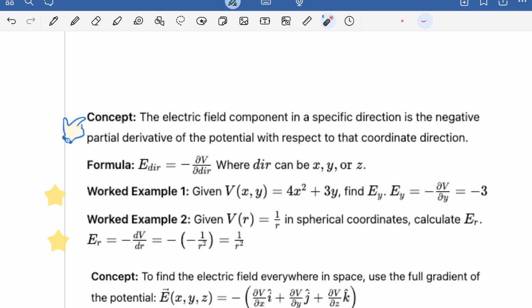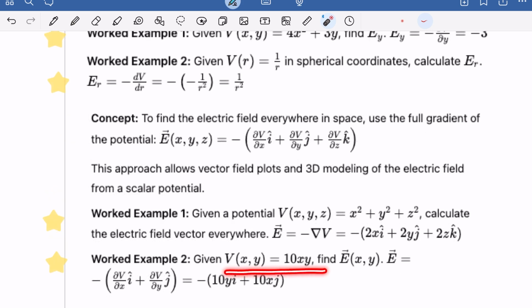Or another example, if it's 1 over r in spherical coordinates, and then you calculate E sub r, you know spherical coordinates, r and theta. So you just take minus dV/dr in that case, and you get 1 over r squared. Then 2xy, 10xy. I think we did something similar to this. E is -10y i plus 10x j.